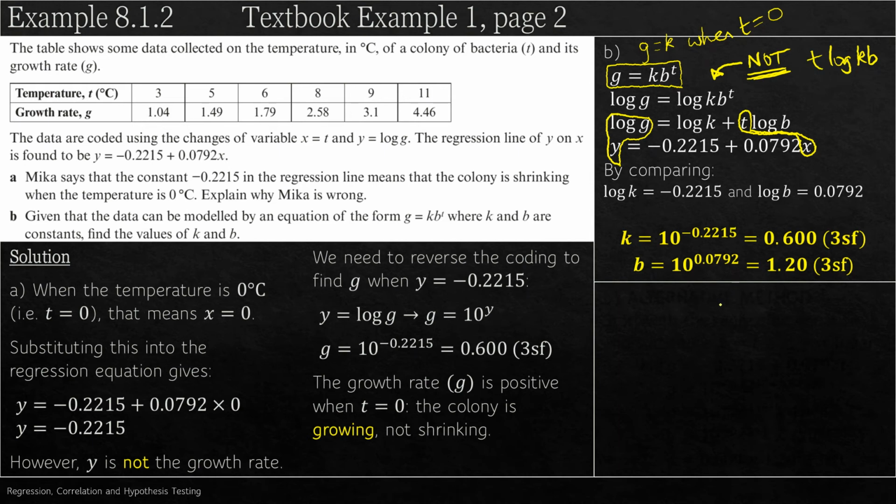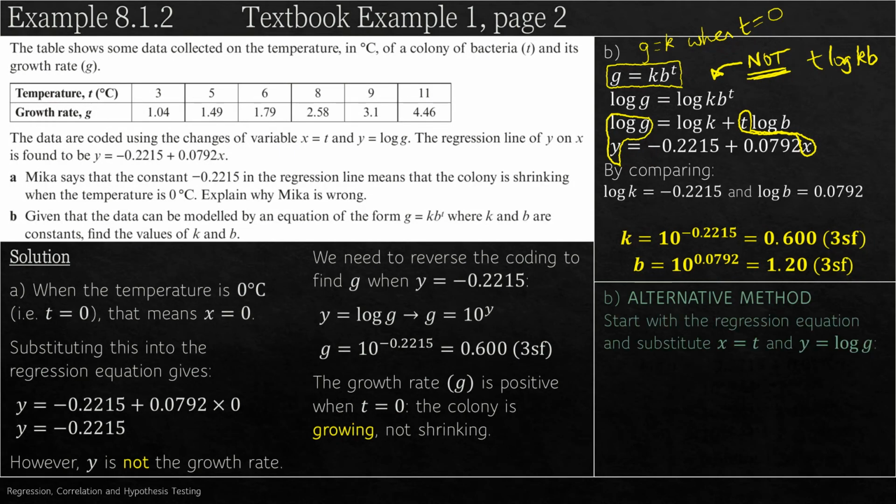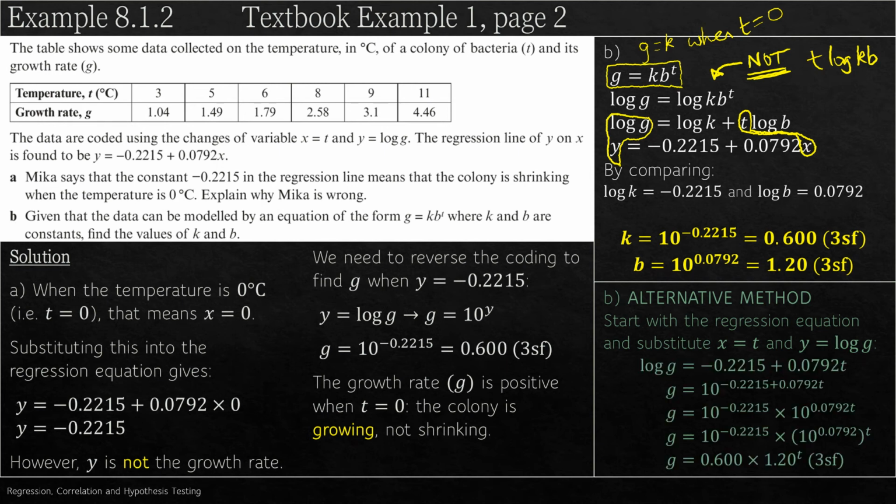Now very quickly, here's an alternative way of doing part B. You could start with the regression equation, the one we were given in the question, and substitute x is t and y is log g, and here's what you'd get. So I've replaced y with log g, and I've replaced x with t, and then really I'm working in the opposite direction to the previous method I used.